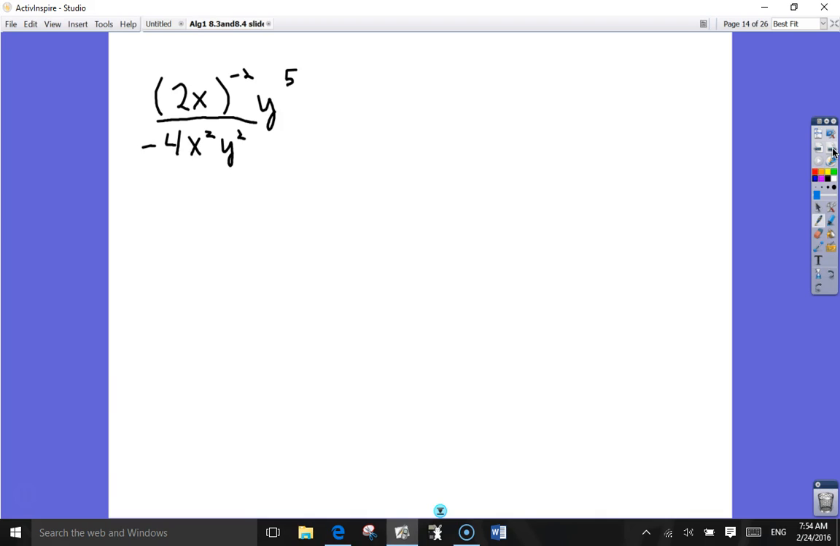All right, so what are we going to do? 2x to the negative 2. So we should distribute the negative 2, right? Be systematic about it. Don't look at something like that and just say, I can't do it. Do the first thing. Everything counts for a little. That's 2 to the negative 2, x to the negative 2, right? Okay, everything else we're going to leave the same for now.